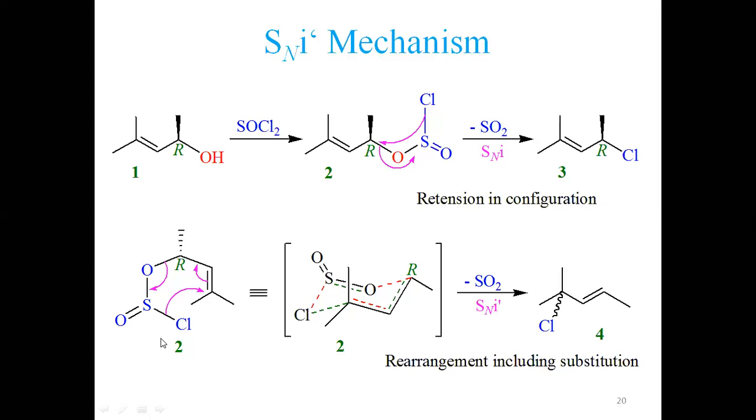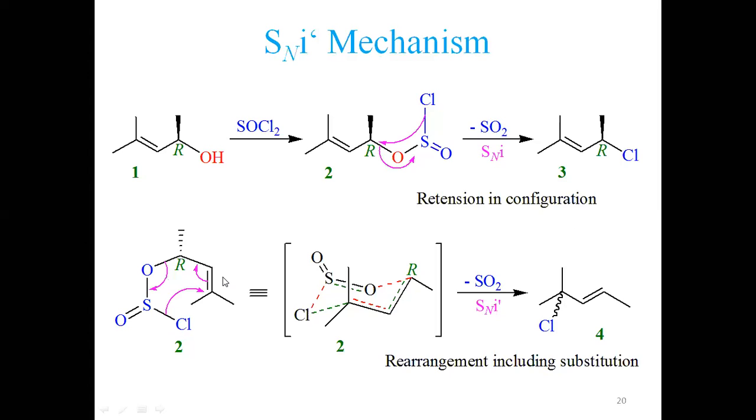What happened? This Cl leaves with its electron pair, transferred to this carbon, and this carbon donates this electron pair towards this, and this bond is transferred here to generate sulfur dioxide, and chloride is transferred. So what shall it result in? It shall result in the formation of the structure number 4. Now you see, this is not only a substitution, but a rearrangement has taken place. So this shall be called the SNi prime mechanism.